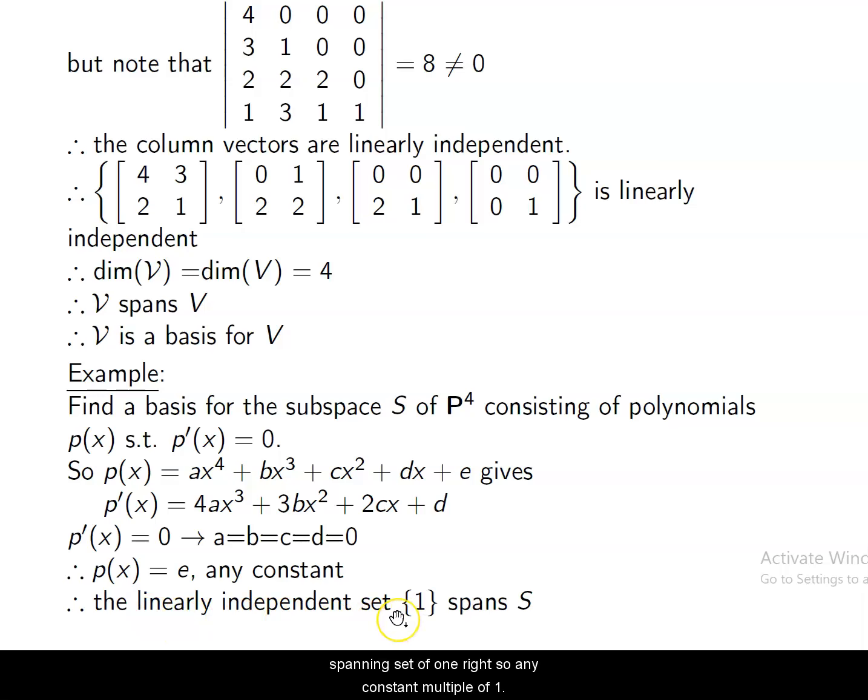Well, that's the spanning set of 1, right? Any constant multiple of 1 will give me any constant. So the span of 1 spans S, my subspace that I need. And it's linearly independent, and it spans this subspace that I wanted. So that's my answer. Therefore, 1 is a basis for this subspace, and this subspace is all of the 4th degree polynomials and lower whose derivative is 0. First derivative is 0.